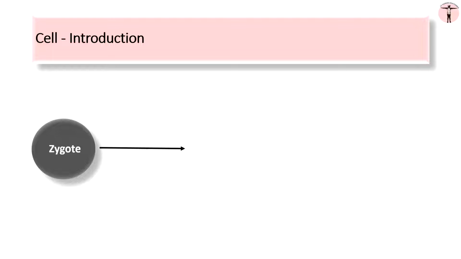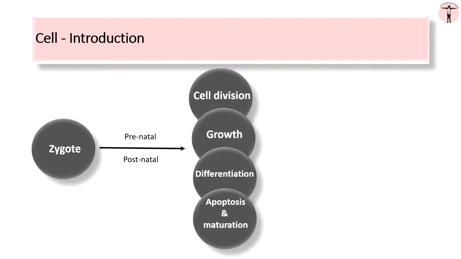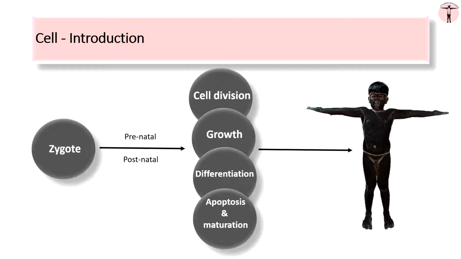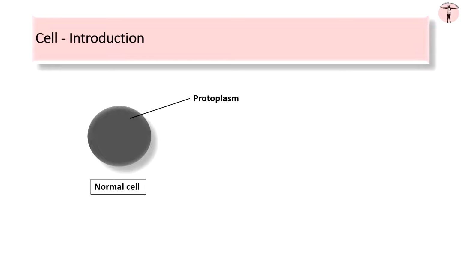The zygote, by a series of processes occurring in prenatal and postnatal life, such as cell division, growth, differentiation, programmed cell death called apoptosis, and maturation, ultimately converts the zygote into a mature human adult. Imagine a single cell converting itself into a body having trillions and trillions of cells performing different types of functions simultaneously. Isn't it amazing? Generally speaking, a normal cell is a mass of protoplasm containing a nucleus.